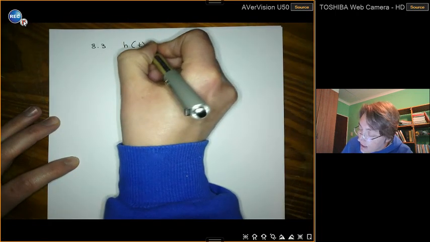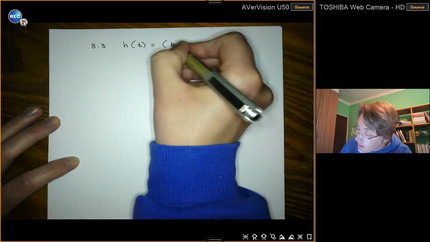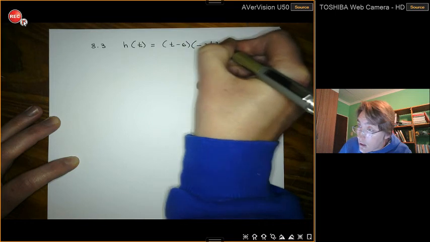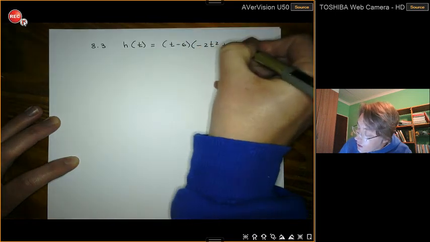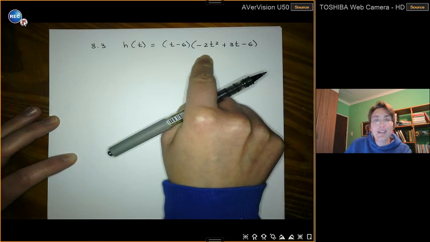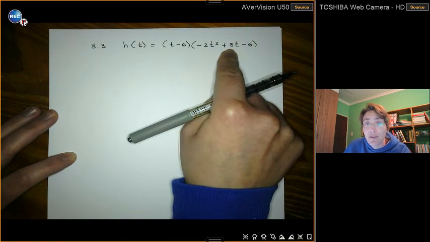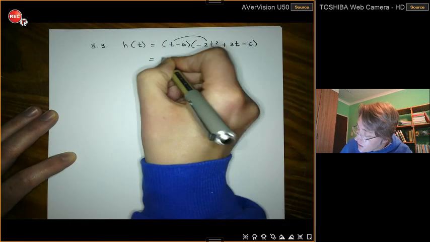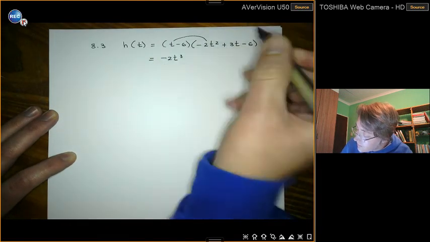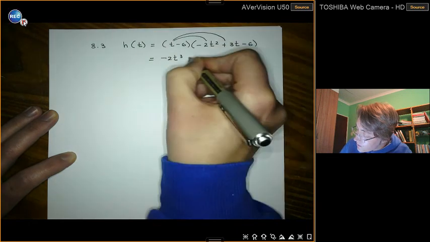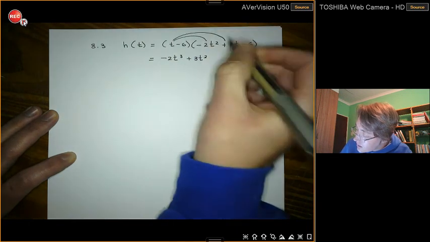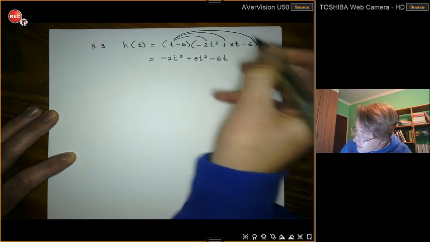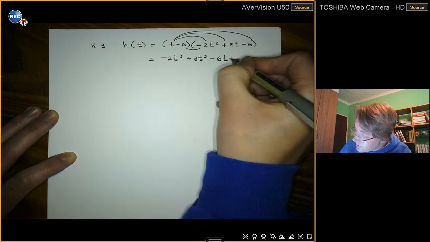That h(t) is equal to (t minus 6) times (minus 2t squared plus 3t minus 6). Please remember, we cannot find the derivative of a product. We first have to calculate the product. So we first have to multiply there, which is minus 2t cubed, multiply there, which is plus 3t squared, and then multiply over there, which is going to be minus 6t. Then multiply these two, which is plus 12t squared.